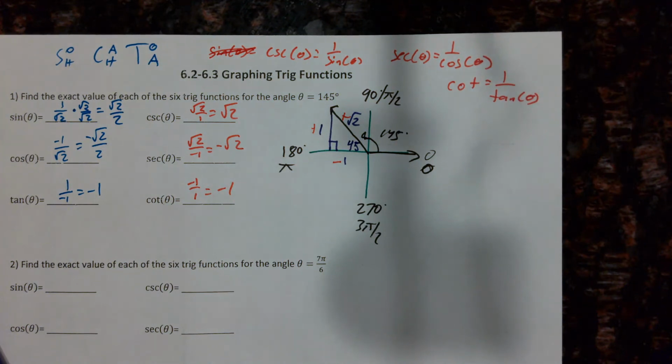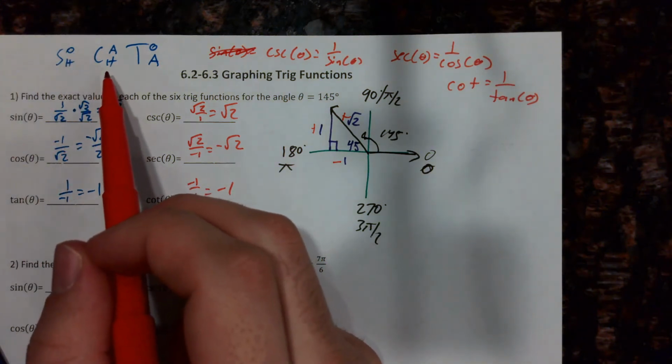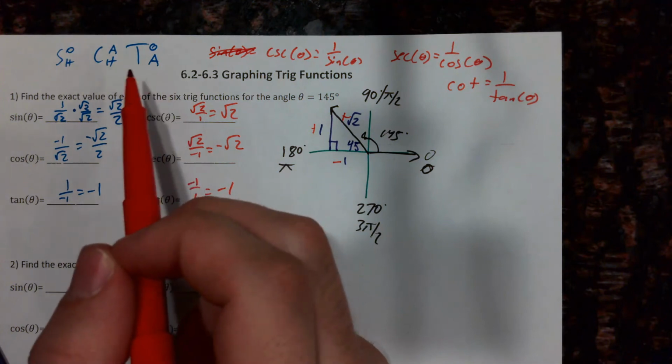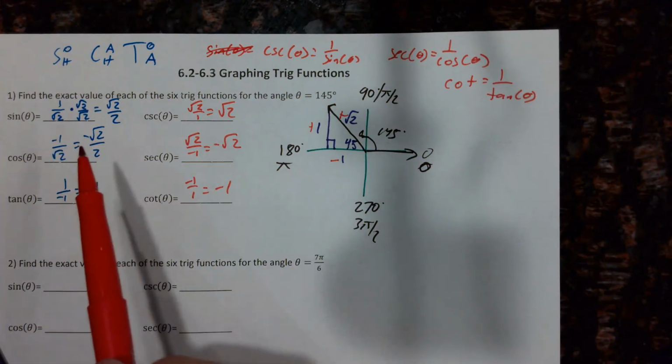So those are my 6 trig functions. You could also use the opposite SOHCAHTOA. So cosecant is hypotenuse over opposite, secant is hypotenuse over adjacent, and cotangent is adjacent over opposite. Or you could just flip the fractions and go from there.